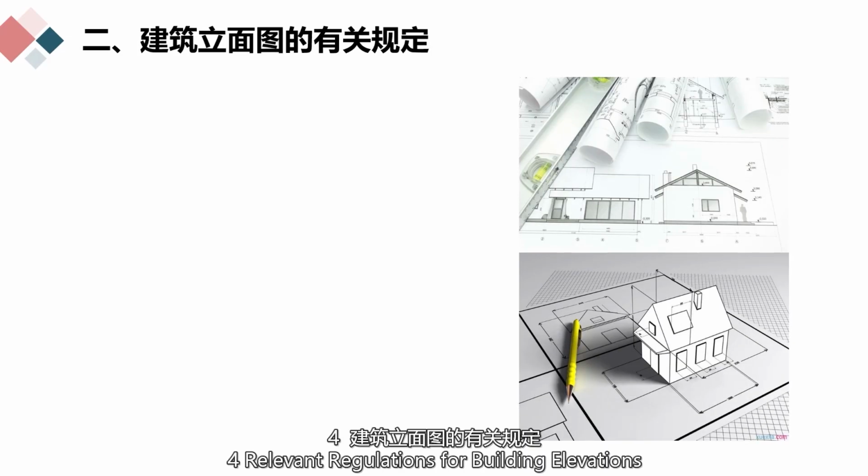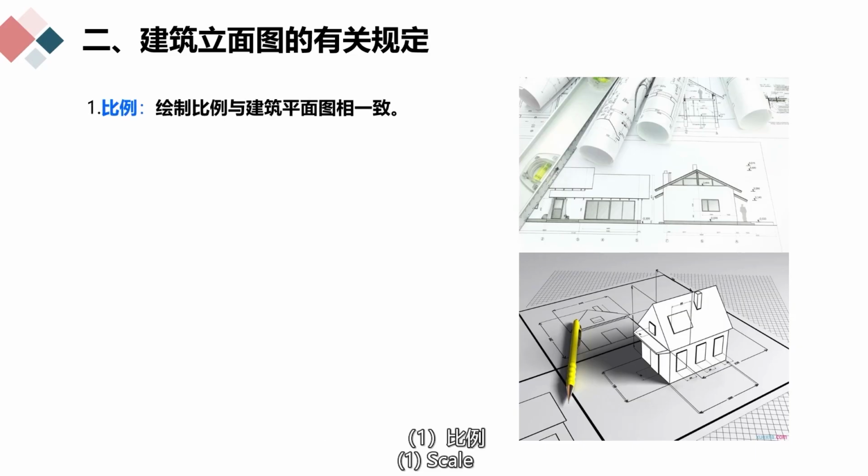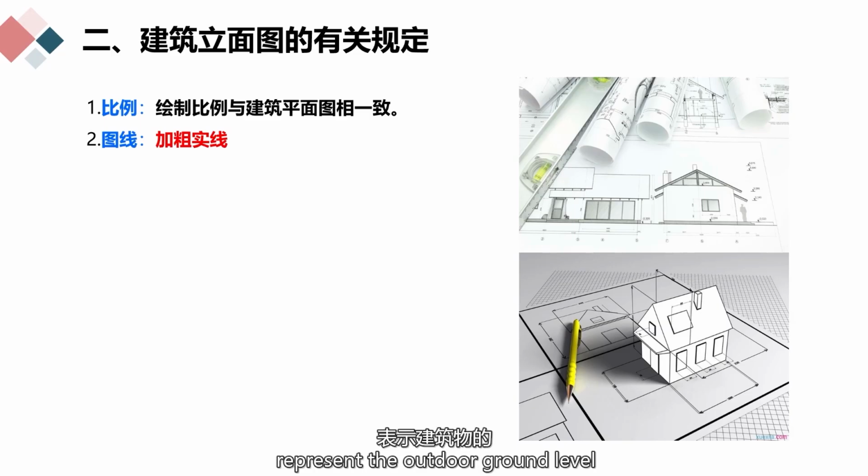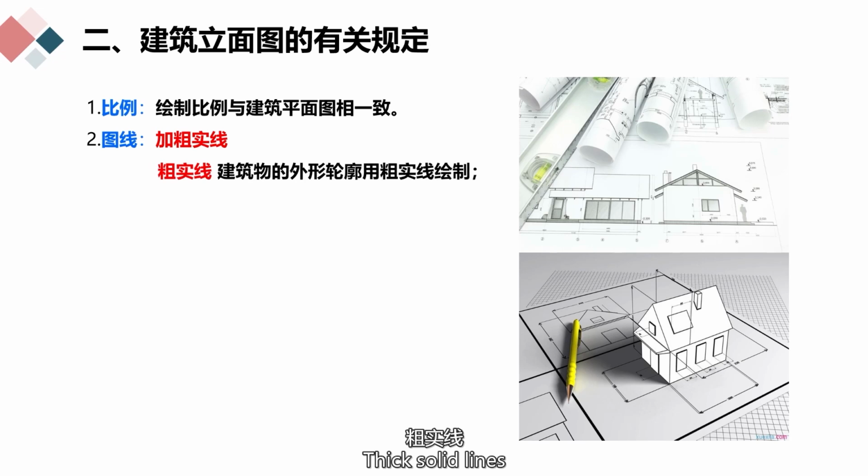Next, fourth, relevant regulations for building elevations. 1. Scale. The drawing scale is consistent with that of the building plan. 2. Lines. Thickened solid lines represent the outdoor ground level of the building, with a width of 1.4 b. Thick solid lines represent the outer contour lines of the building, with a width of b.